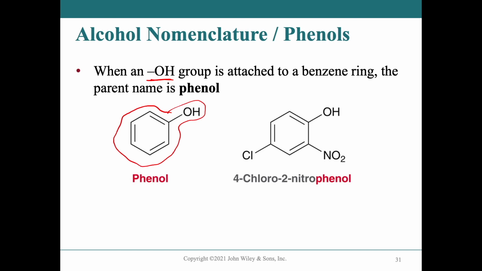So here we're going to name it so that the alcohol, of course, is at the 1 for the phenol, and then 2, 3, 4, 5, 6, right? So 1, 2, 3, 4, 5, 6. And you always name phenols with the phenol name, of course. There's a nitro right there at the 2 position, and then there's a chloro at the 4 position.